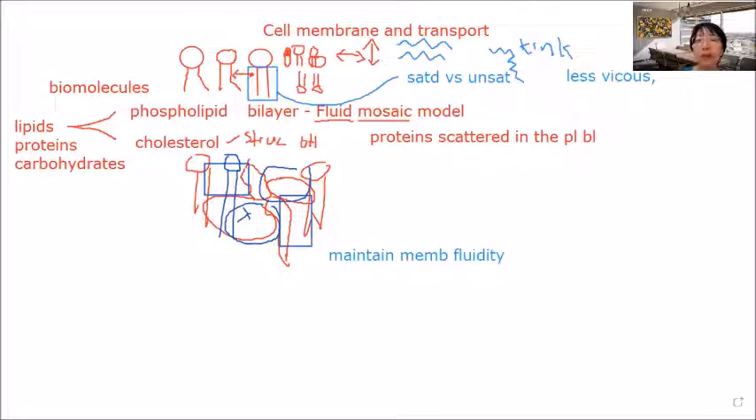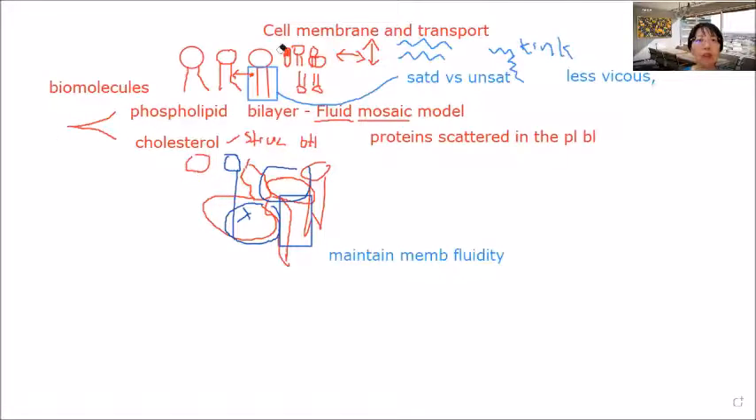So why is this property important? Because we don't want the membrane to become so viscous that it will freeze at low temperature, because when it freezes at low temperature, it can break easily. So when it breaks, then the cell will die. Okay? Right. So that is about the structure and property of the lipids. All right. So after that, we also look at the proteins as well as carbohydrates.